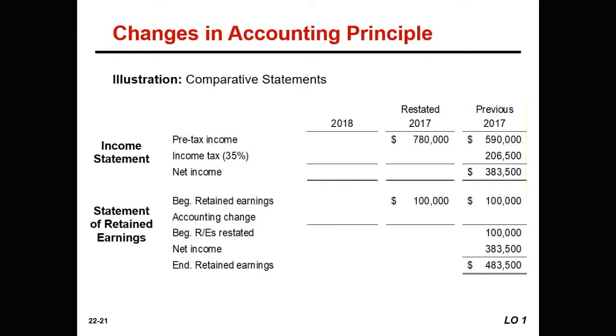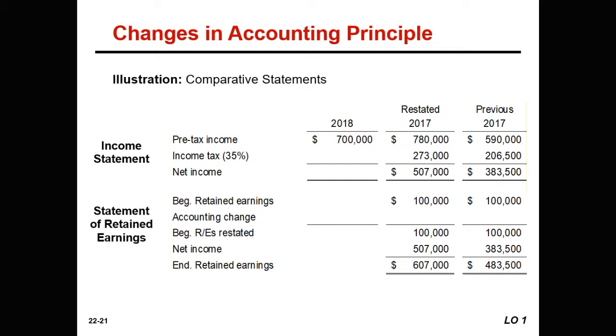Pre-tax income for 2018, restated for 2017, would be $780,000, with income tax at $273,000, or net income of $507,000. Beginning retained earnings is $100,000. We'd have net income of $507,000. So we'd have new ending retained earnings of $607,000.